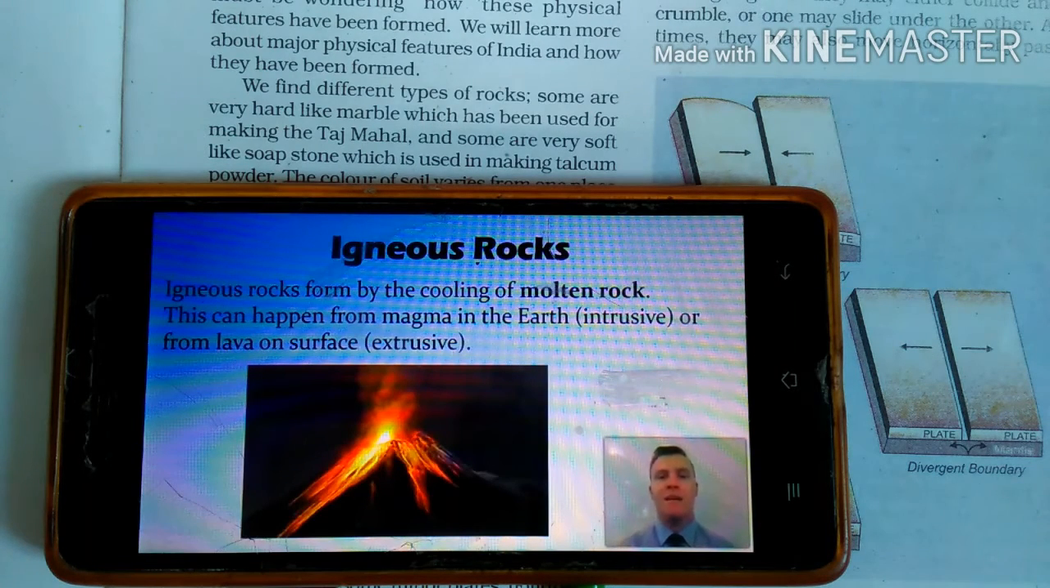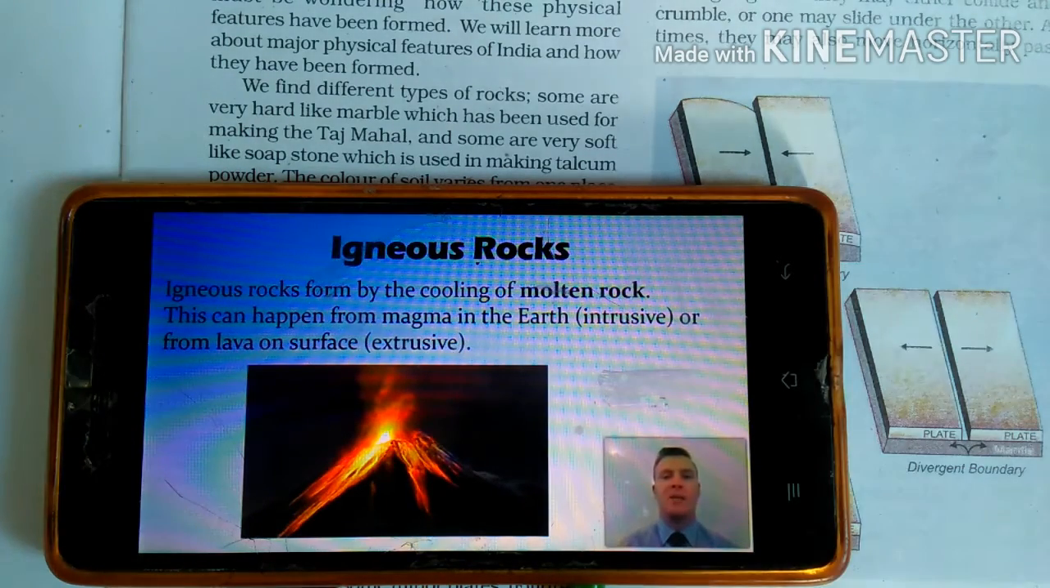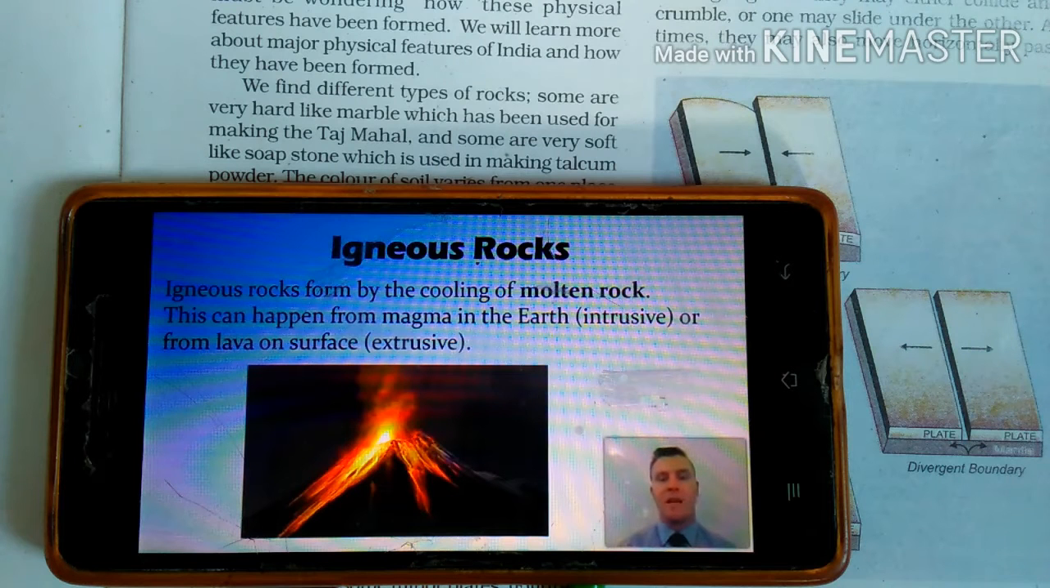The first way that rocks can be made is through the cooling of molten rock. And we call these igneous rocks, and igneous comes from the Greek word for fire. So we have this molten rock inside the earth in the mantle, and as this gets up to the top of the earth in the crust, it can cool down and form rocks. And this can happen either on top of the earth, where lava on the surface cools down into extrusive rocks, or it can happen just below the surface of the earth, where the magma inside the earth cools down to form intrusive rocks.